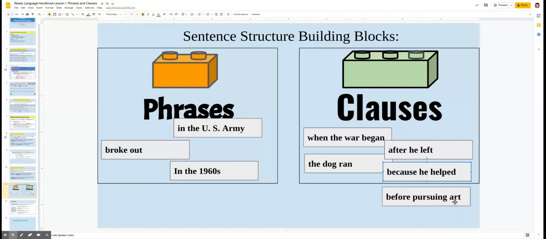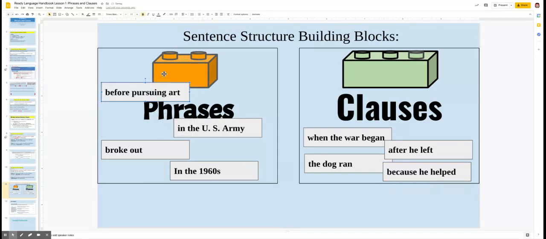So by process of elimination, because I told you there was 4 and 4, we're going to move our before pursuing art phrase over here. And it's a phrase because there's nothing down there to help. We're getting that no subject part of it. I get the before pursuing, but there's no actual subject.